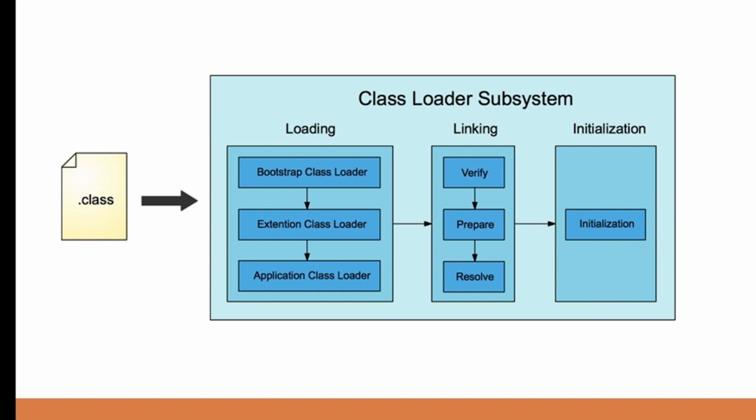In the loading phase, it actually loads the binary representation of the class, that is this .class file, and it will generate the original class or original interface from this bytecode representation. Here in the loading, we can see that there are three built-in class loaders: bootstrap class loader, extension class loader, and application class loader. The bootstrap class loader is the root class loader, and it will be loading the standard Java packages like java.lang, java.net, java.util. These standard Java packages will be loaded into the memory by the bootstrap class loader.